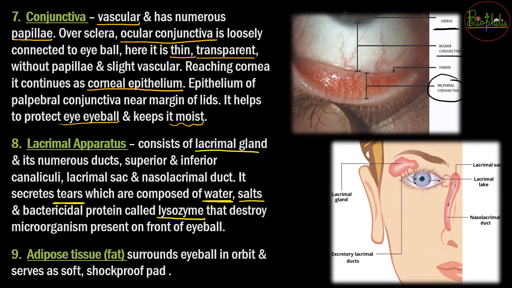The next is the adipose tissue or the fat layer which surrounds the entire eyeball. So the eyeball is an important organ, and as all visceral organs have their protection with adipose tissue, similarly in the case of eyes as well, it acts as a soft shock proof pad. So this fat, यानी कोई भी injury से बचाने के लिए, this adipose tissue is going to be functional.